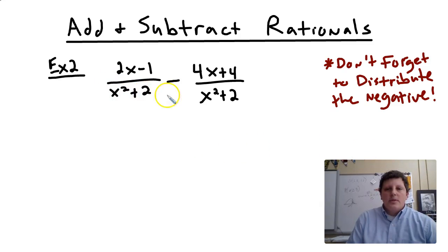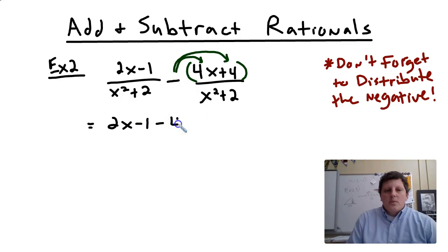X squared plus 2 is a like denominator. So here I'm subtracting. I want you to remember that when you have a minus sign, you must distribute the negative into the part that follows. So if I'm going to subtract all of 4x plus 4, I have to distribute that negative into 4x plus 4. So I'm just going to rewrite the top as 2x minus 1, subtract 4x, and then negative times positive is minus 4. And when you distribute a negative, just the signs change, and that's it.